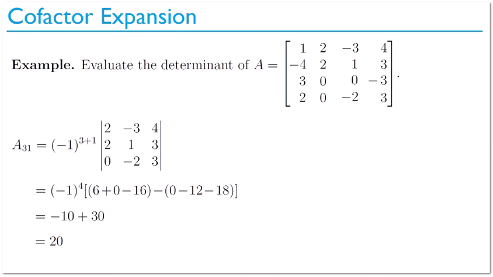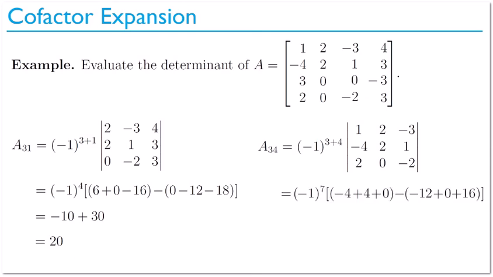For our next cofactor, let us solve for A34. That is negative 1 raised to the sum of 3 and 4 times the determinant of the submatrix M34. The submatrix M34 is obtained by deleting the third row and fourth column of A. So we have this one. I leave it to you as an exercise to check this determinant. We have negative 1 raised to 7 times the computed determinant. Negative 1 raised to 7 is negative 1.